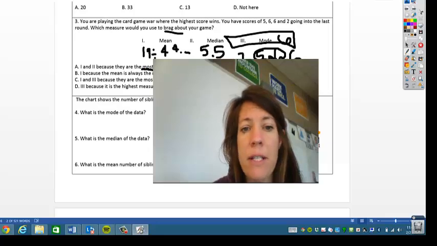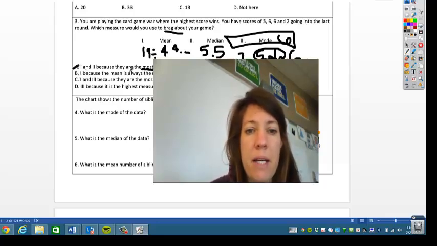So A, 1 and 2, because they are the most accurate. The problem here is that this is not my purpose. I don't want the most accurate, I want to brag. So A is not correct. B, the mean, because the mean is always the most accurate. Again, this is not my purpose. It's also not true, but it's not my purpose.